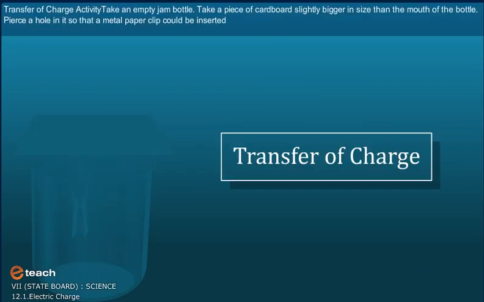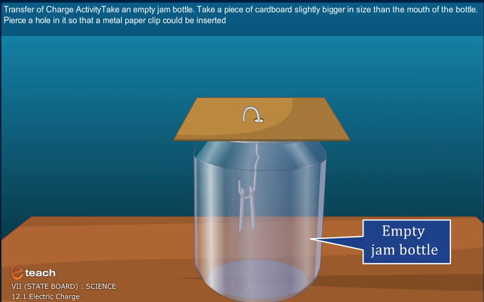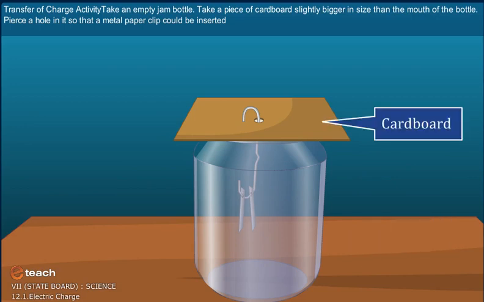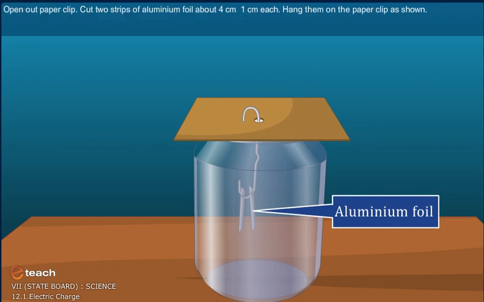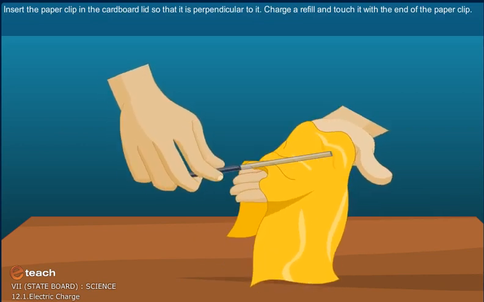Transfer of charge. Activity. Take an empty jam bottle. Take a piece of cardboard slightly bigger in size than the mouth of the bottle. Pierce a hole in it so that a metal paperclip could be inserted. Open out the paperclip. Cut two strips of aluminium foil about 4 cm by 1 cm. Hang them on the paperclip as shown. Insert the paperclip in the cardboard lid so that it is perpendicular to it.